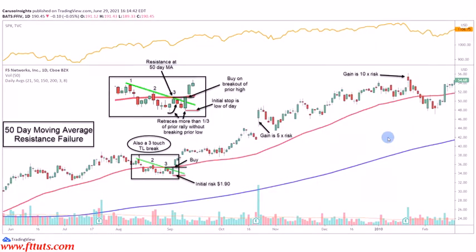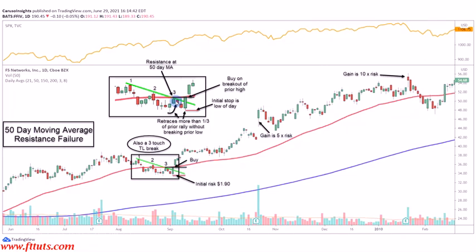Here's F5 Networks back in 2009. And here we have a couple of patterns that come together. We have a 3-touch trend line on this consolidation to the 50-day moving average. Along the way, we came up, we hit the 50, and we corrected more than a third of that rally off the low.